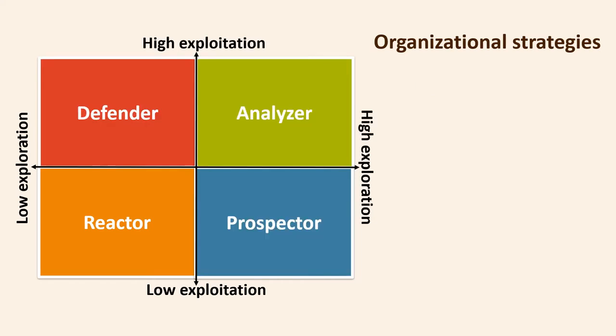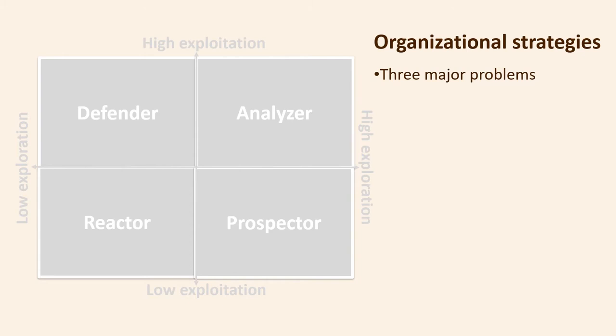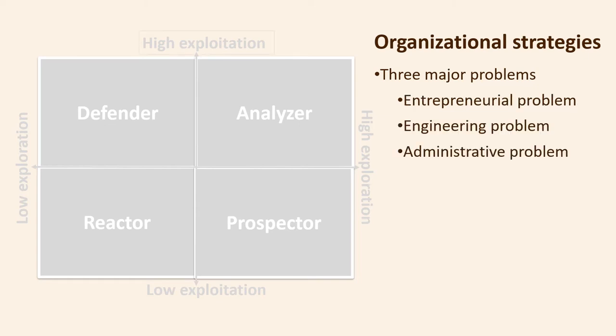Miles and Snow found that all 4 organizational strategies are affected by the same problems. These problems are reviewed in the following section. Miles and Snow found 3 major problems that require management attention and decisions. These are the entrepreneurial problem, the engineering problem, and the administrative problem.